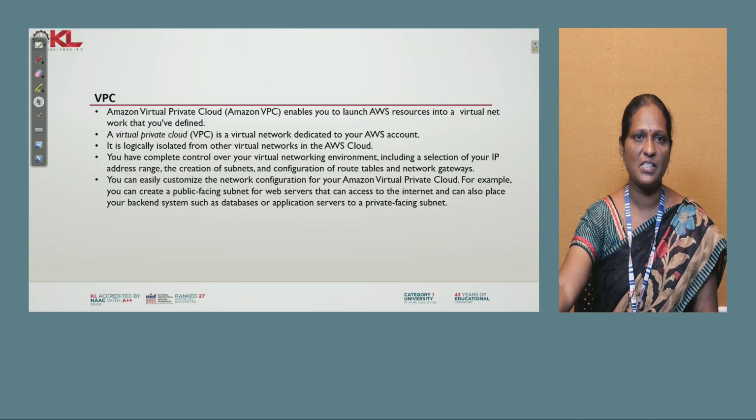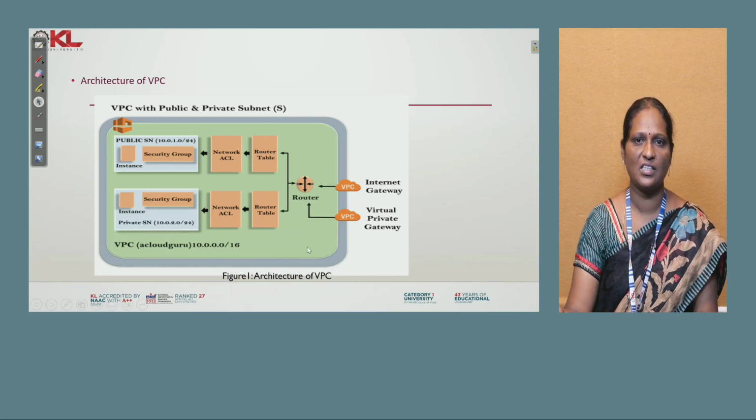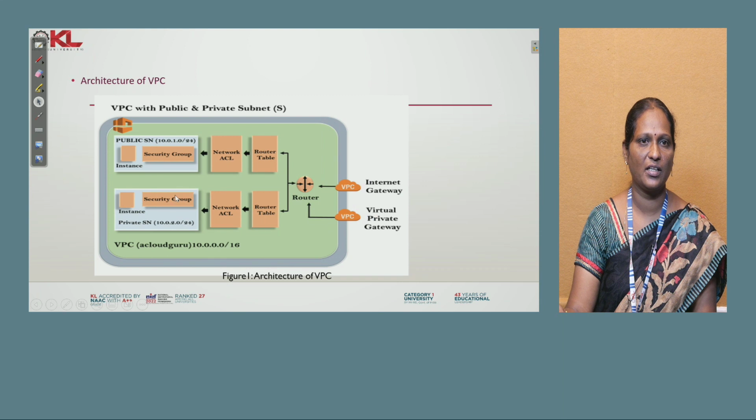And VPC, you can see, is dedicated to your AWS account. It cannot be shared between a number of accounts. And this is the VPC architecture, where you can see this is an internet gateway, this is a virtual private gateway, this is a router, and many network ACLs are there which can control your instances at the security level. So these are all the different instances running in your own space. This is an architecture of VPC.